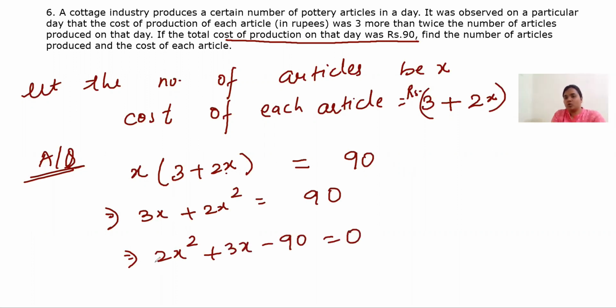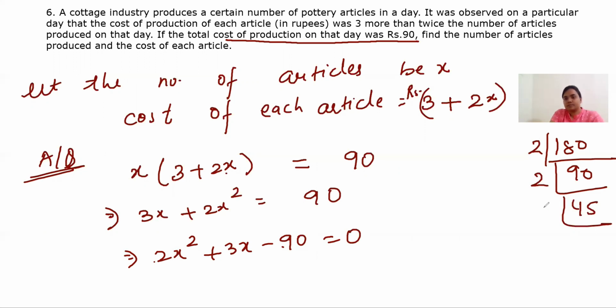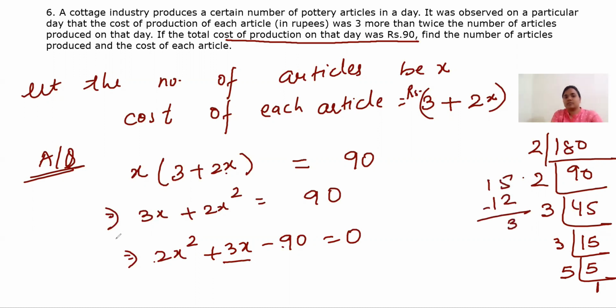In this we have a also. So we will multiply a and c. We will get 180 and we will factorize 180 to get the factors, and then we will split it to get 3. So we have to get 3. How can we get 3? Let's check. 2 2s are 4, 3s are 12, 5 3s are 15. So 15 minus 12 we can get as 3.